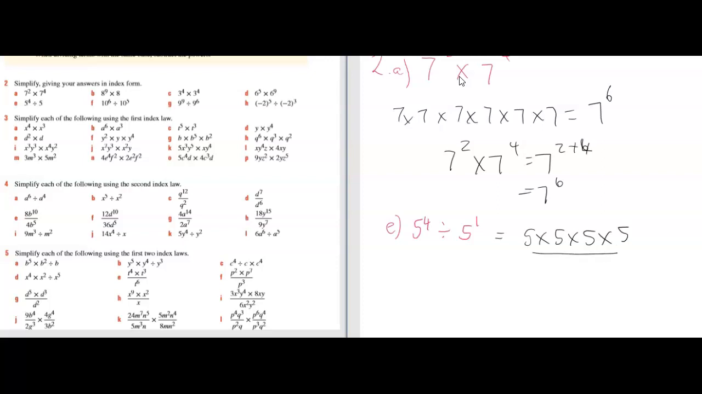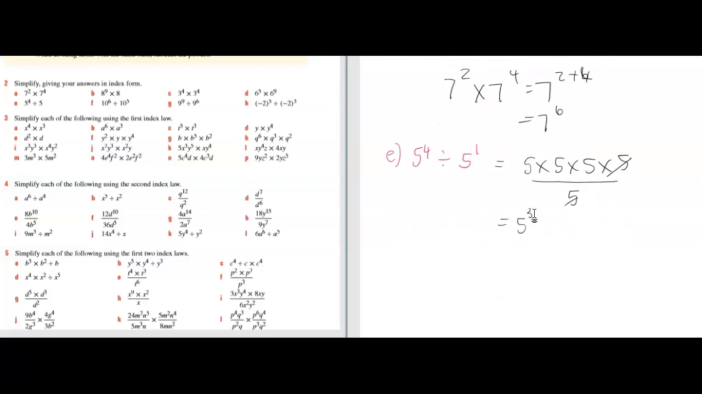So we've got 5 to the power of 4 divided by 5. Basically we can cancel out. This 5 here cancels with this 5 and we're left with 5 to the power of 3. And that is the same as if we did 5 to the power of 4 minus 1, which gives you 5 to the power of 3. So see how with index law 2, all we need to do is subtract our powers.